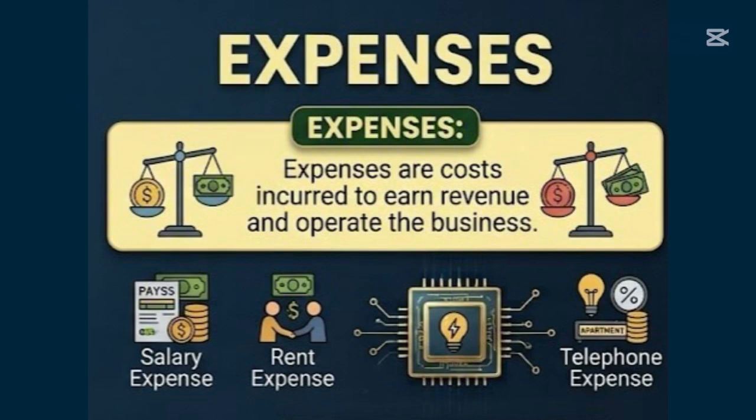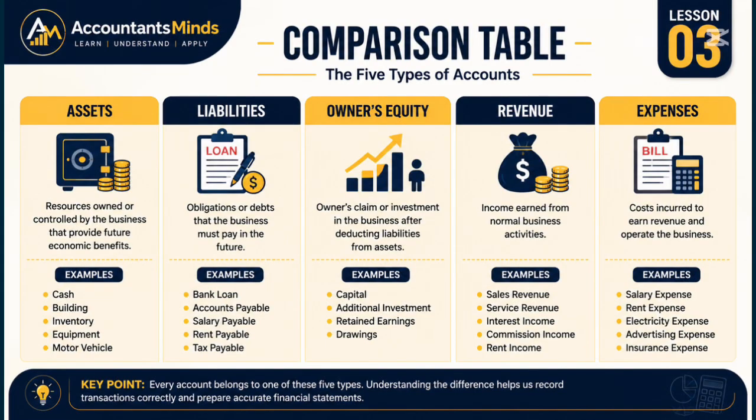Now let's compare all 5 account types together. Let's quickly compare the 5 account types. Assets are resources owned by the business. Liabilities are obligations owed to others. Owner's equity is the owner's investment or claim in the business. Revenue is the income earned from business activities. Expenses are the costs incurred to operate the business. This table gives you a quick overview and is useful for revision before exams.